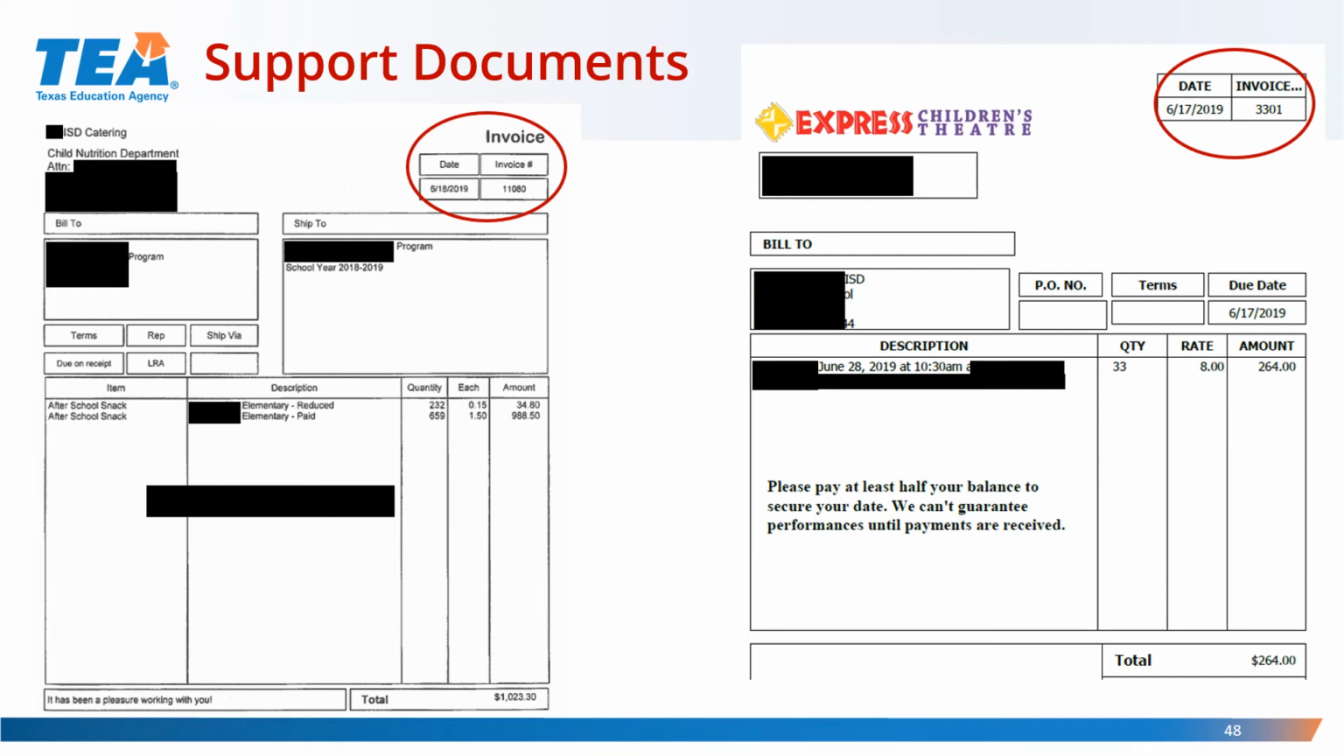Our team of auditors looks at a variety of supporting documents with regard to non-payroll. We look at invoice dates, we look at the dates in the descriptions of the invoices to ensure that they fall within the grant period under review.